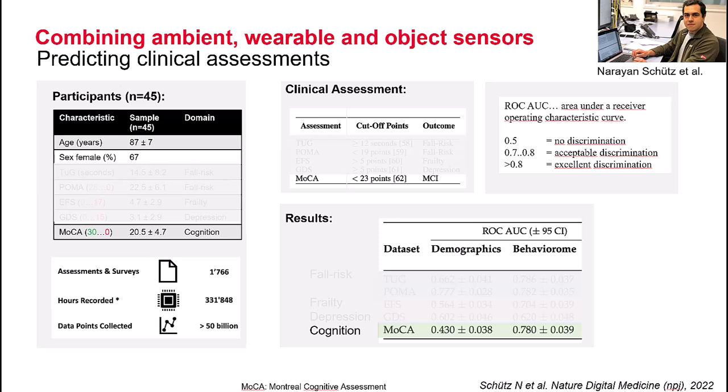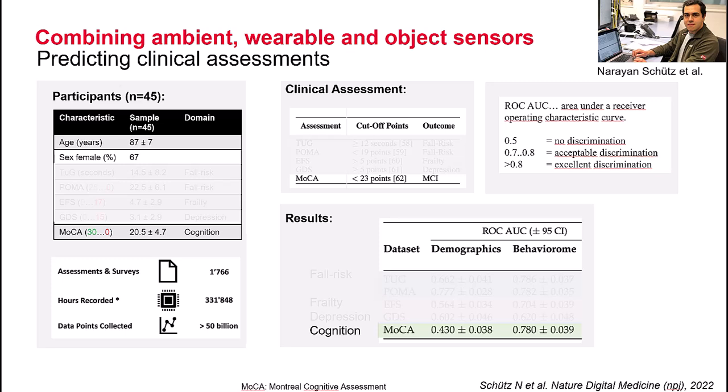For this study, the team looked at 45 participants, rather old participants, that were measured during 1 year of time. And the question was whether we could distinguish patients that were below or above a defined cutoff point in the domains fall risk, frailty, depression, and cognition.